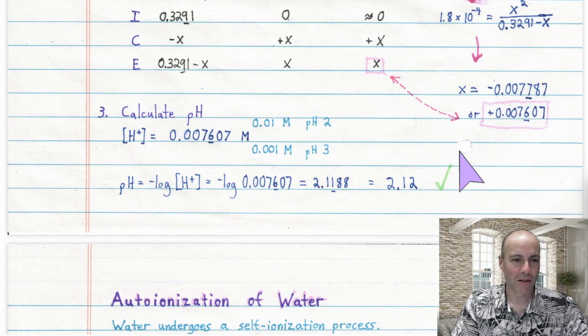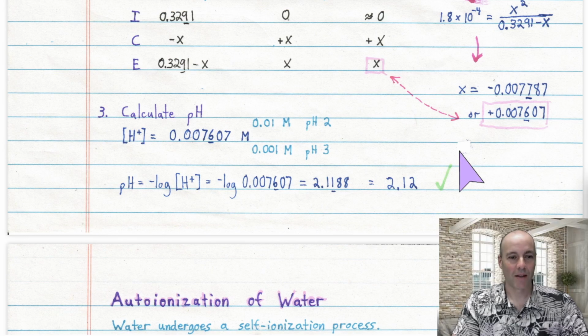So weak acids are a little more involved. You have to solve an ICE table to get the proton concentration, and then you get the pH. Strong acids, you have the proton concentration right away, but weak acids, it takes a little more work to get them. So that's how you do it.